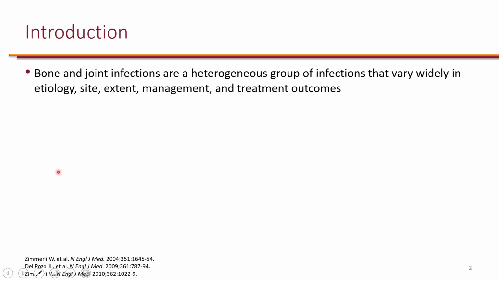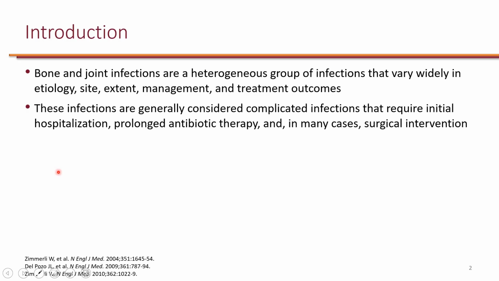Bone and joint infections are a group of infections that affect various bones as well as joints, and occasionally, if there is hardware in place of a joint. These infections are generally complicated and often require hospitalization as well as long-term antibiotics, sometimes even lifetime antibiotic therapy to suppress the infection. Surgical interventions are key in source management.